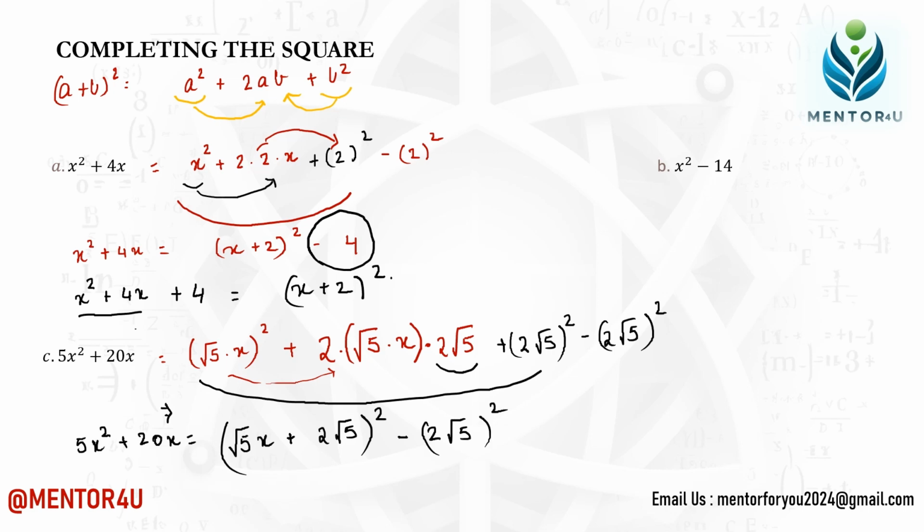Now to make it a perfect square, we should take this 2 root 5 out, right? We should add that 2 root 5 whole square, or 20, on both the sides to make that expression 5x square plus 20x a perfect square. So the next one, you can take it as work for you, right? You can try that and you can comment your answers in the comment section and I'll get back to you. Okay, I'll respond to that.